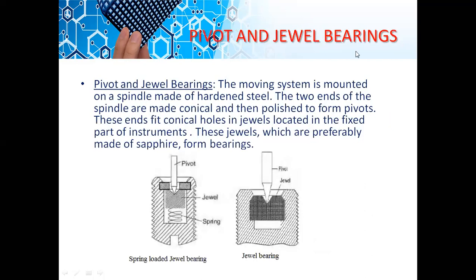Now we'll go for pivot and jewel bearing. This pivot and jewel bearing looks something like this. So this is the spindle. The moving system is mounted on a spindle made of hardened steel. The two ends of the spindle are made in a conical shape. So you can see this is the conical shape and it is polished. So they form a pivot. So here we have a pivot. Similarly, the other end of the spindle is also made in a similar shape. So that is also pivoted.